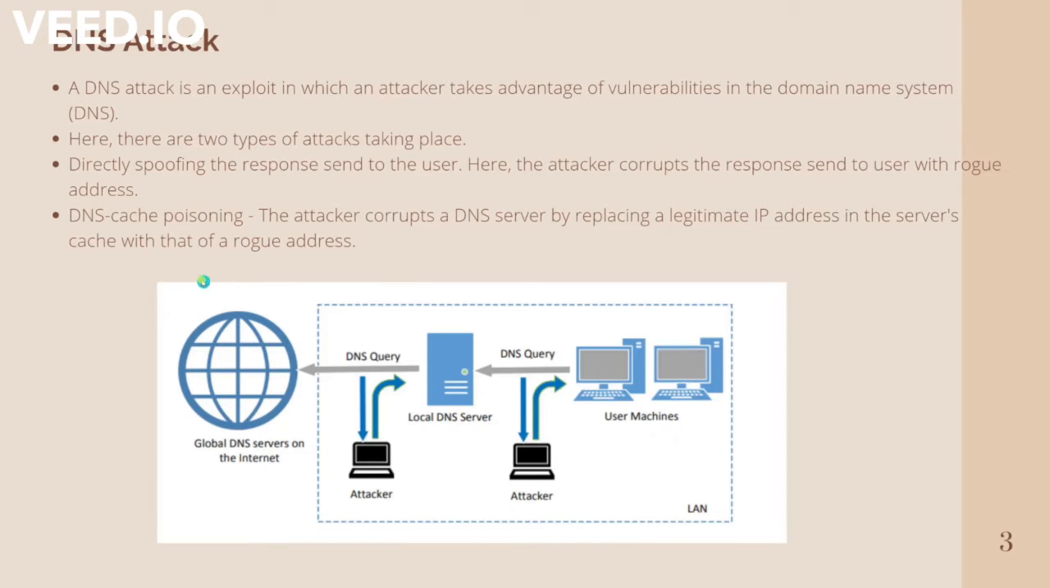The second attack is a DNS cache poisoning attack. In this, the attack is performed on the local DNS server instead of the user machine. The attacker will corrupt the DNS server by replacing the original IP address with the malicious IP address in the DNS cache. When the local DNS server receives the query, it will first look for the answer in its own cache.